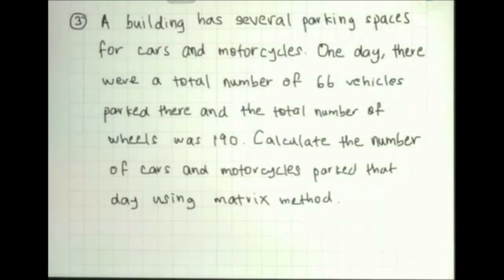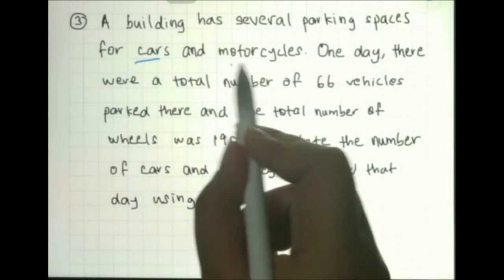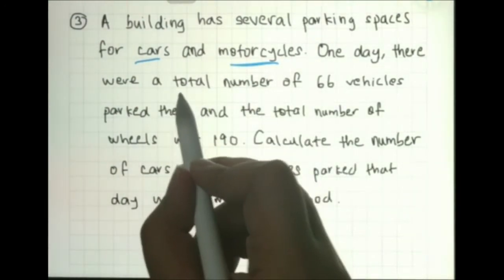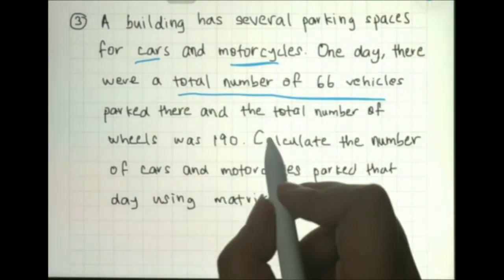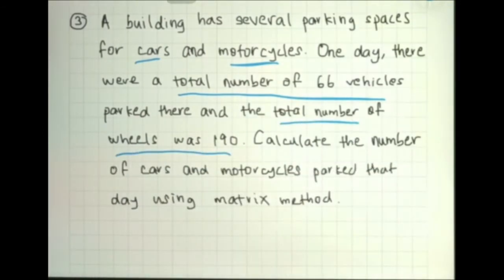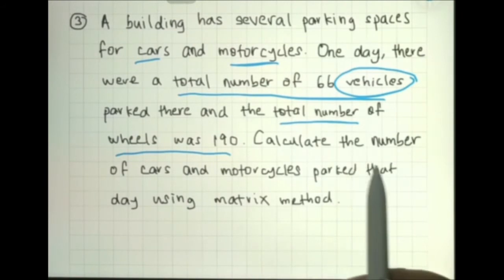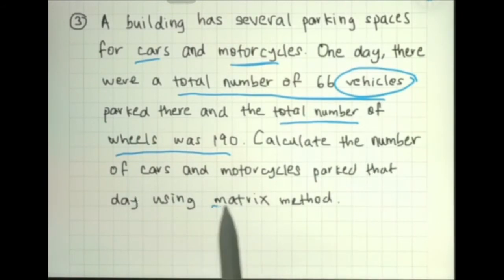A building has several parking spaces for cars and motorcycles. One day there was a total number of 66 vehicles parked there, and the total number of wheels was 190. Vehicles is motorcycles and cars combined. So calculate the number of cars and motorcycles parked that day using the matrix method.